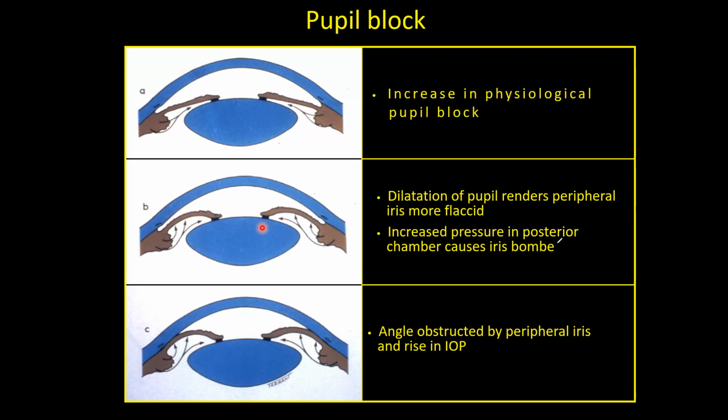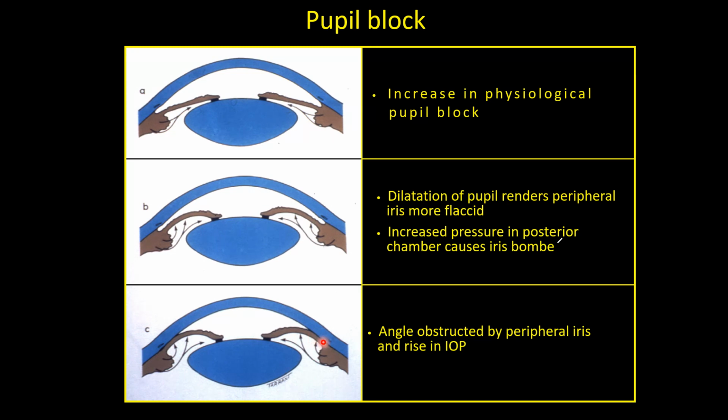This forward push of the iris is called iris bombé. And there is increased pressure in the posterior chamber. This forward curving of the iris towards the cornea narrows the angle of the anterior chamber, and this is the angle of the anterior chamber. Because of this narrow angle, after some time it is blocked. Now there is no place for the fluid to go. If we don't treat it in time, this will be totally blocked and there will be synechiae formation.